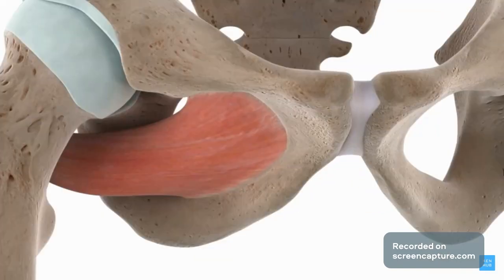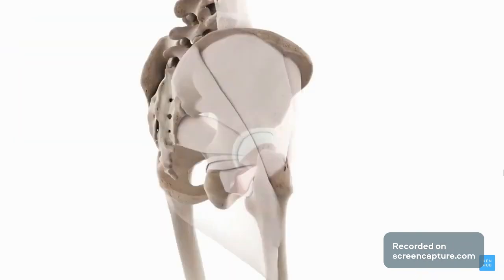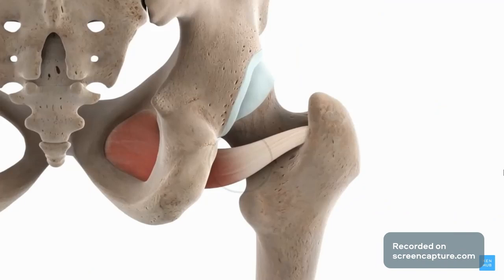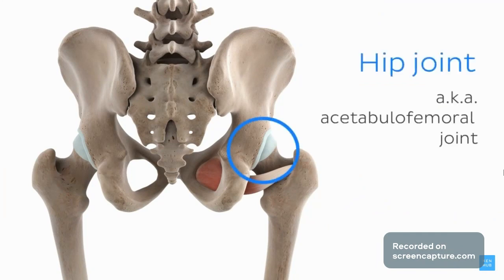If we take a closer look at our 3D model here, we can see that the obturator externus muscle originates from the anterior surface of the obturator membrane and the bony boundaries of the obturator foramen. Its muscle fibers converge posterolaterally to form a tendon, which passes posterior to the neck of the femur to insert at the trochanteric fossa of the femur, which is this depression we can see here if we view our model from a posterior perspective. By looking at these attachment points, we can clearly see that the obturator externus muscle crosses just one joint, which is, of course, the hip joint, also known as the acetabulofemoral joint.